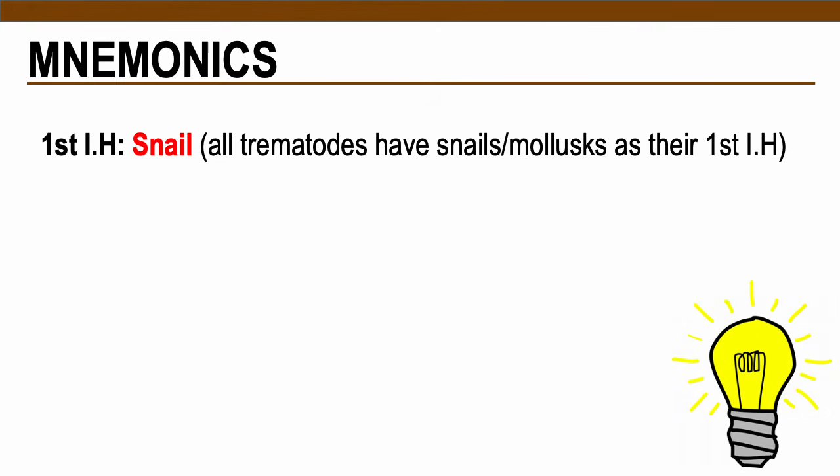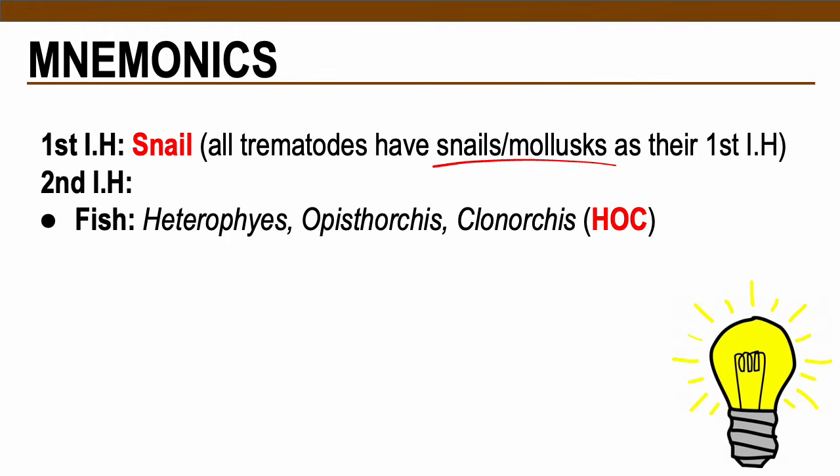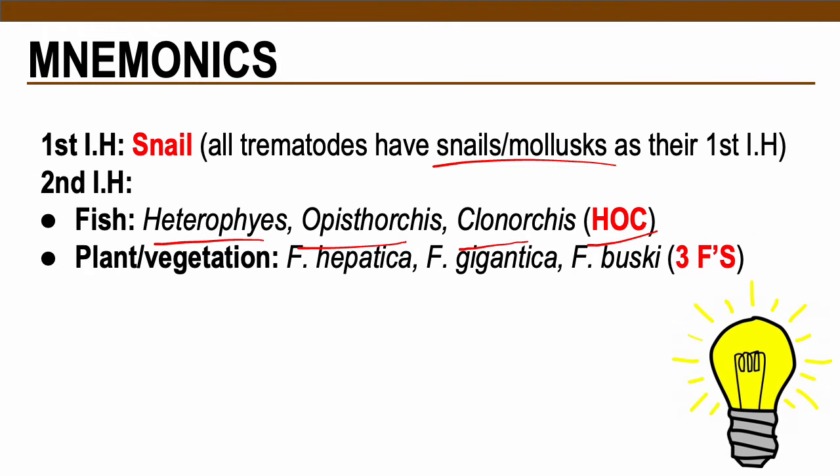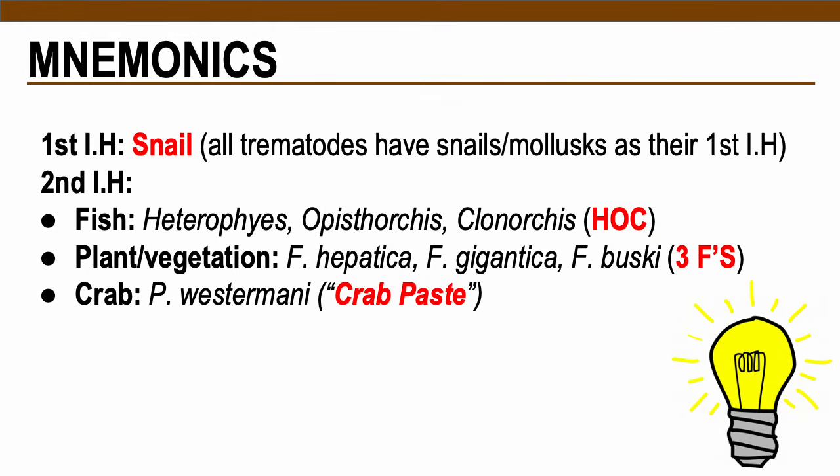In terms of their first intermediate host, most of your trematodes require snails or mollusks. In terms of their second intermediate host, for fish we have HOC, which stands for Heterophyid, Opisthorchis, and Clonorchis. While for plants or vegetation, we have your 3 Fs: Fasciola hepatica, Fasciola gigantica, and Fasciolopsis buski.